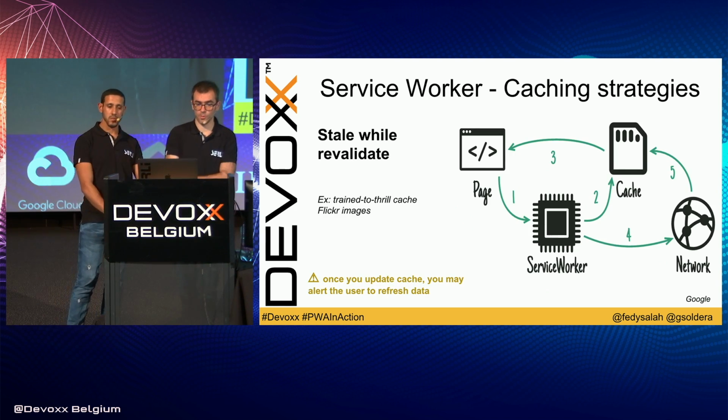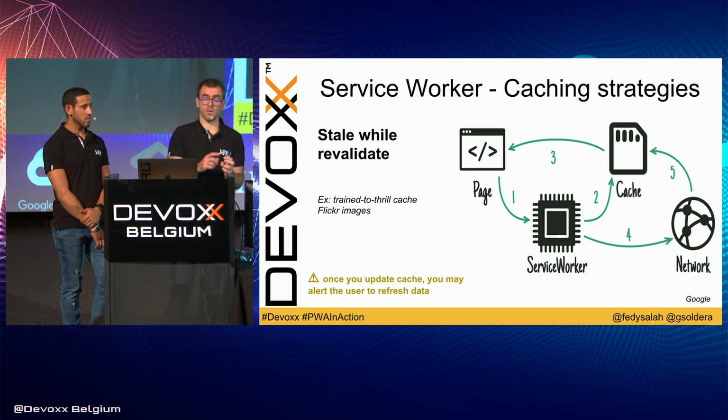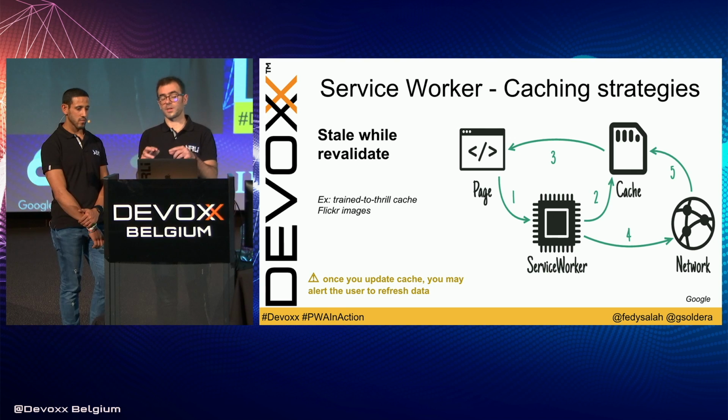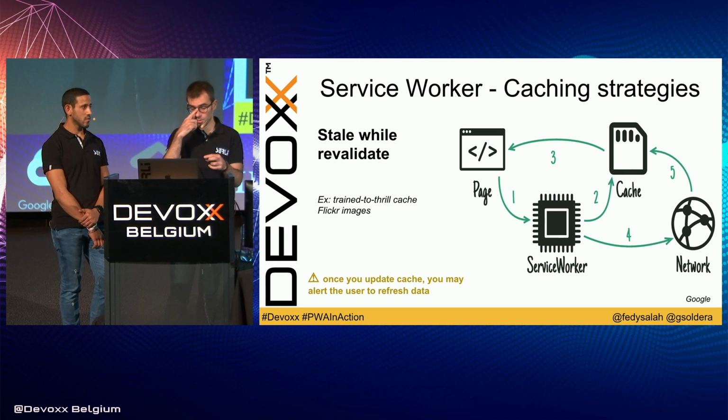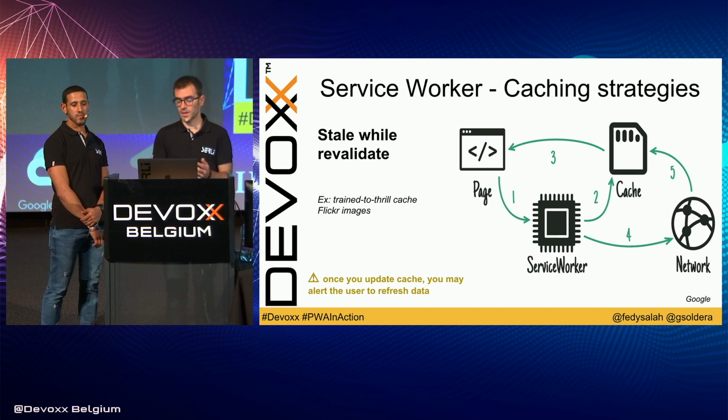You have the stale while revalidate strategy. The service worker looks up into the cache, then sends back a response to have a fast response and a fast display. But at the same time, it makes the request over the network. When the network responds, the response is put into the cache for the next call. But here, when the response comes, you can alert your user that there is new data available.